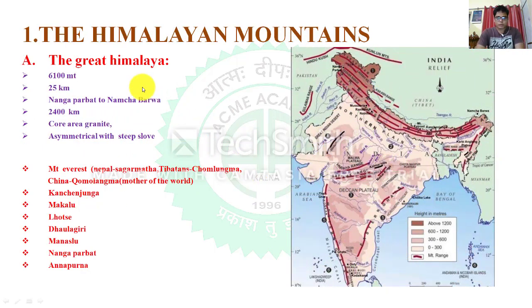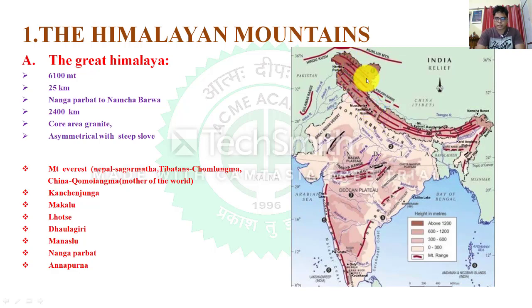So let's start. If you want to discuss the Himalayan regions or Himalayan mountain, there are three ranges you can find here. The first is the Great Himalaya, then the Lesser Himalaya or the Middle Himalaya, and after that the Shivalik Himalaya. One by one we will discuss. Here you can see the Great Himalaya, Middle Himalaya, and the Shivalik Himalaya.